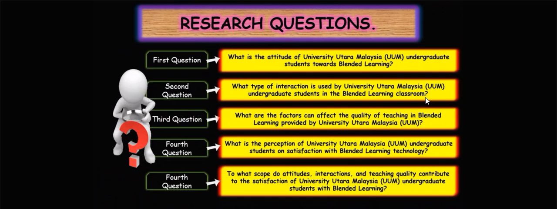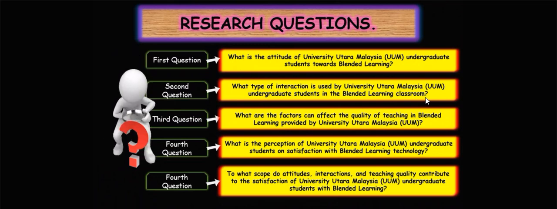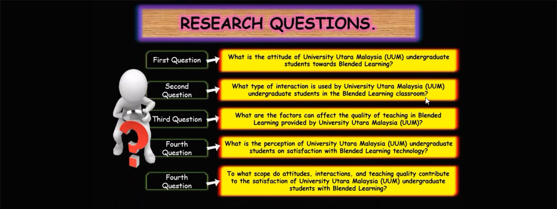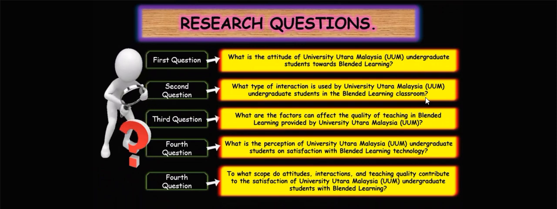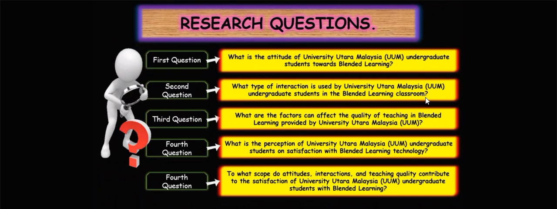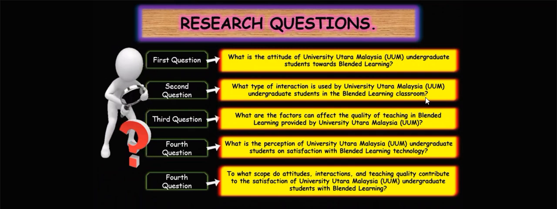The second one, very straightforward, like your title. What is the relationship between interaction and satisfaction of UUM undergraduate students? The third one, what is the relationship between teaching quality and satisfaction of UUM undergraduate students? That's all.